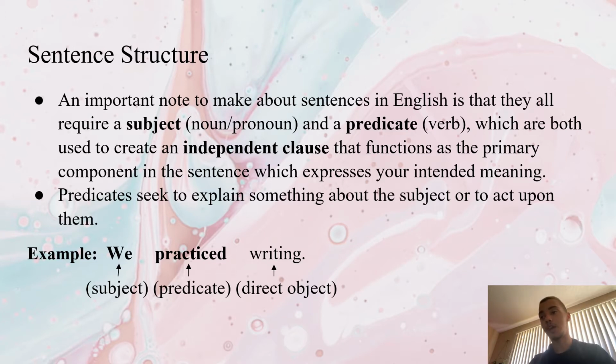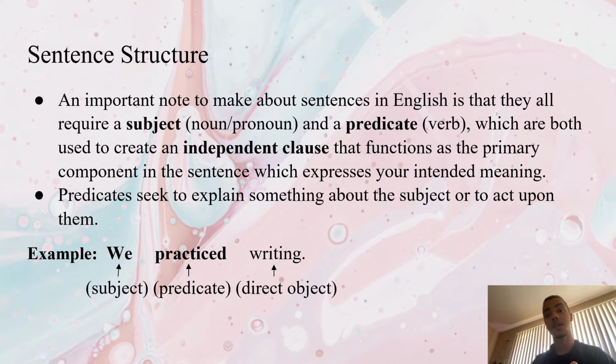So in our example that I have here on the screen, we practiced writing. Something simple like that, just three words, is a complete sentence because you have your subject, which is we, you have your predicate or verb, which is practiced, and then a direct object, which is writing. So that explains exactly what you practiced. A direct object isn't necessary. The main components here are the subject and the predicate.